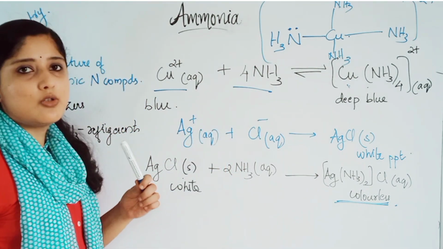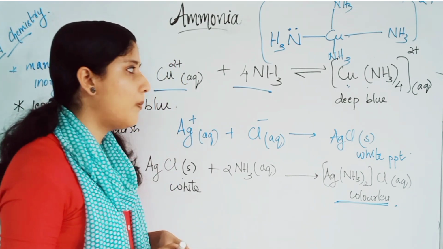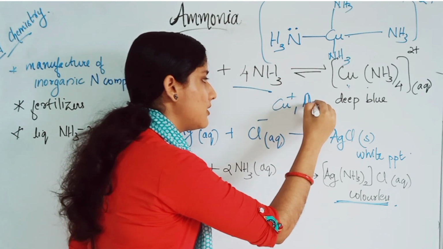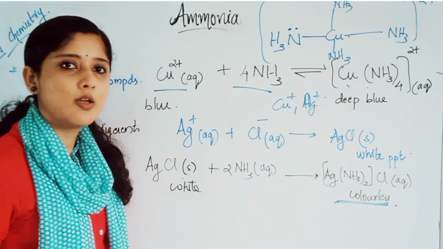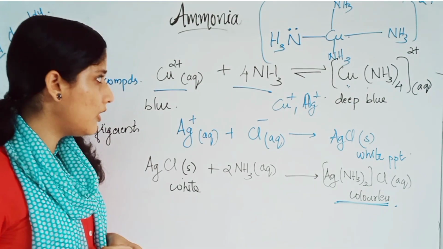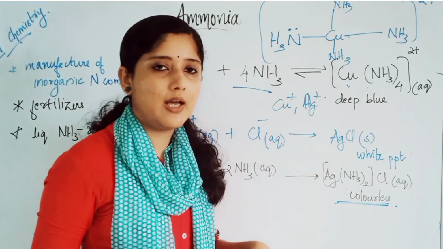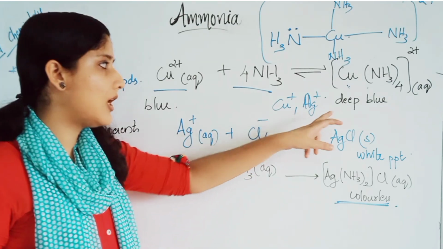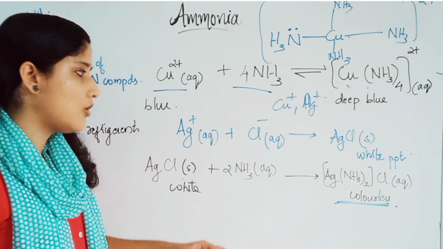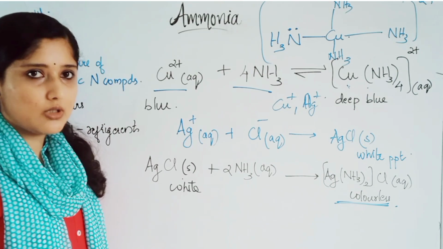This is also used for the detection of metals like copper and silver, that is Cu2+ ions and Ag+ ions. How? When a metal solution is given, to check whether copper is present, we will add ammonia. If copper is present, a complex will be formed and a color change occurs, a deep blue color. So we can identify the presence of copper. Similarly, when a solution is given, to check whether it contains silver or not, you can add ammonia to that.